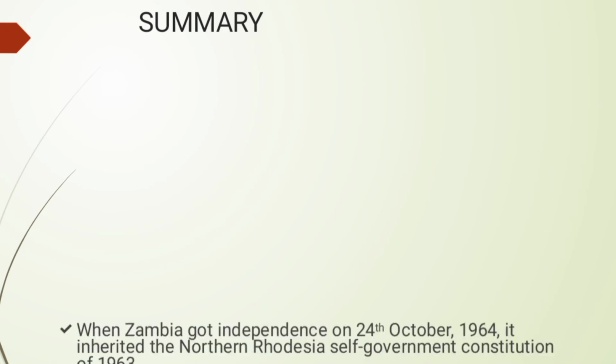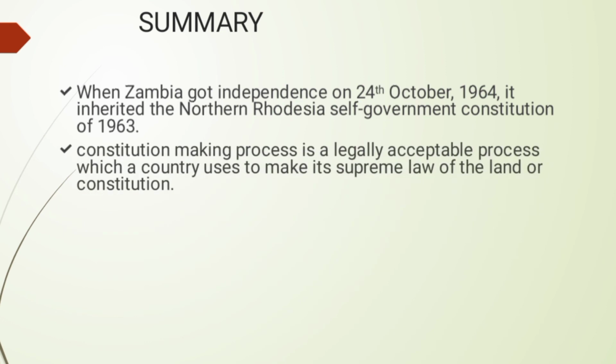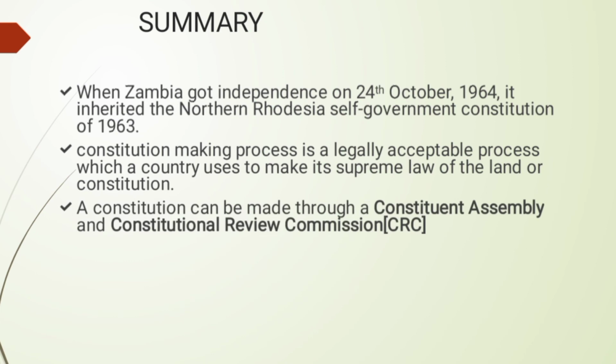What have we learned? When Zambia got its independence on 24th October 1964, it inherited the Northern Rhodesia Self-Government Constitution of 1963. So, Zambia was supposed to amend its constitution in order to safeguard the interests of the black people, because that one was safeguarding the interests of the white settlers. Constitution making process is a legally acceptable process which a country uses to make its supreme law of the land, or the constitution. That's the constitution making process. A constitution can be made through a constituent assembly or a constitutional review commission.